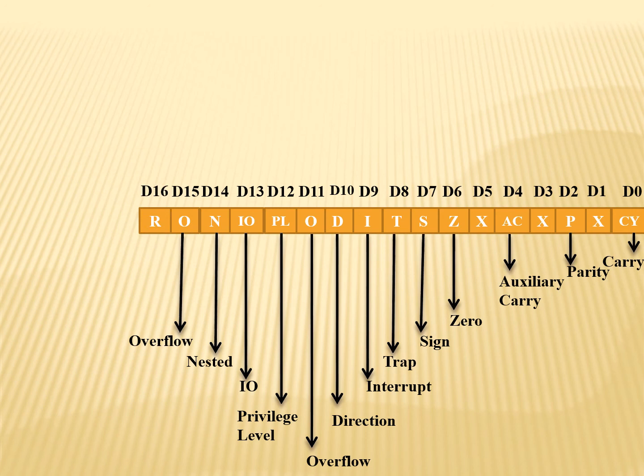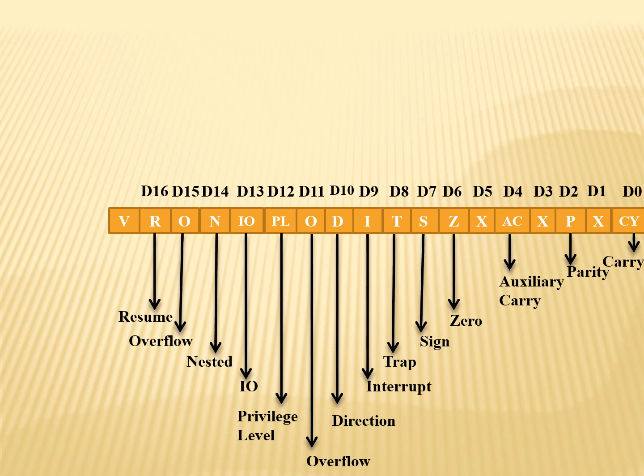Then we have the resume flag. It is used by the debug registers. It enables you to turn off certain exceptions while debugging code, that is, while checking for errors in the program. Next comes the virtual mode flag.